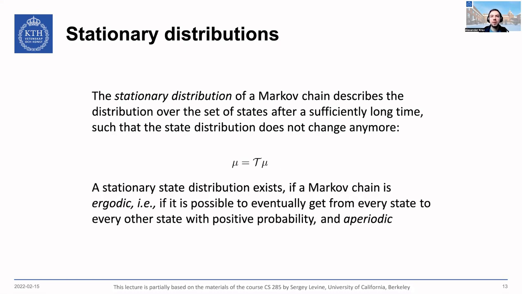And of course, this stationary distribution doesn't exist for any transition operator. For this stationary state distribution to exist, the transition operator should satisfy a couple of conditions. One is ergodicity, which means that we can eventually go to any state with non-zero probability. And it has to be aperiodic, obviously, because if it's periodic, then we will be iterating through a number of states, and we don't get a stationary distribution.